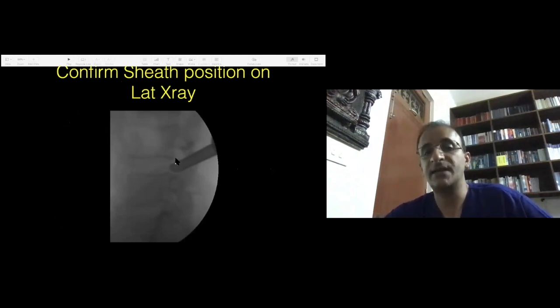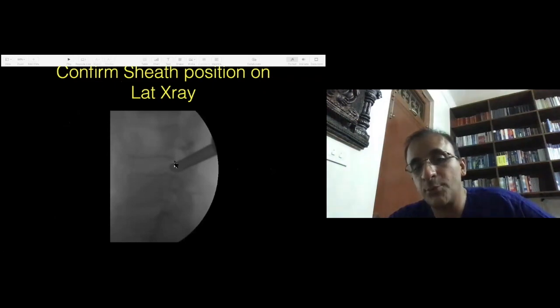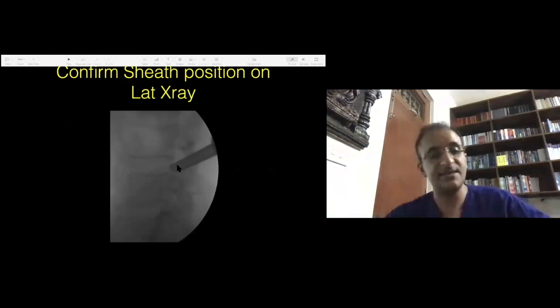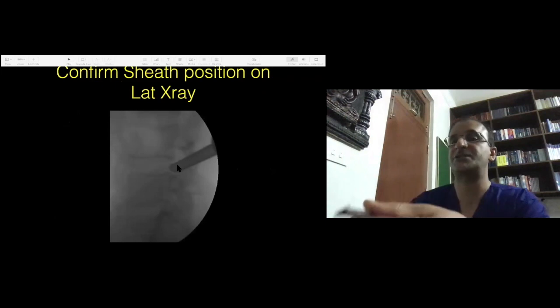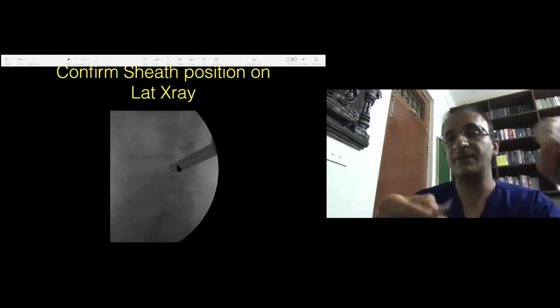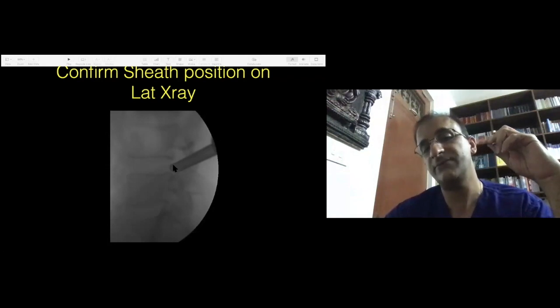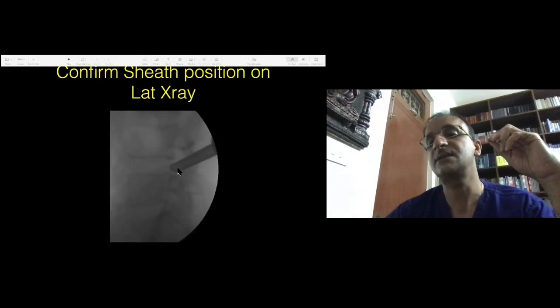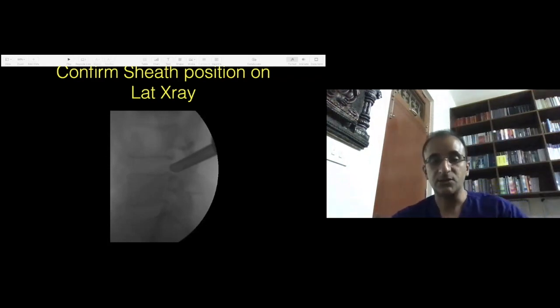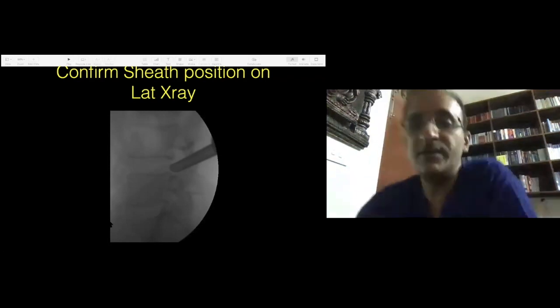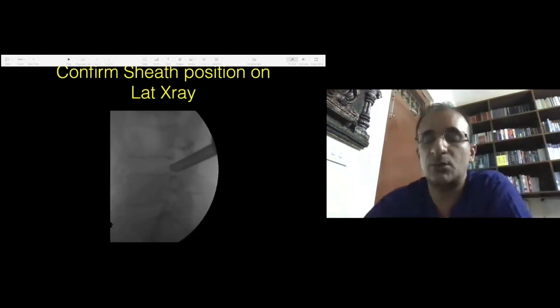So it is near the posterior annulus, and this is an 8 millimeter sheath. If it is here, you're absolutely sure that it is not only visualizing the annulus, but also the PLL and the dural structures. Again, I'll take a break here, and I'll open this for any questions or discussion till this point.